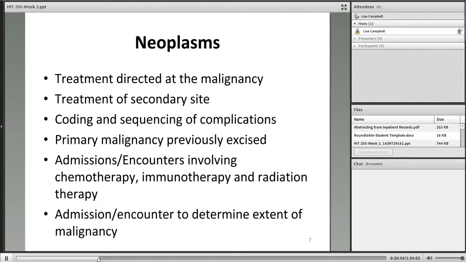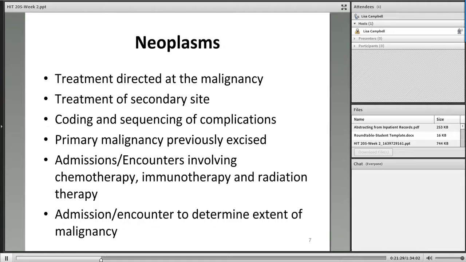I especially like in the physical coding manual, directly before the codes, they give you the guidelines and some examples in the purple boxes. So very important to read those. So let's look at a couple of them that are important. Let's look at admissions encounters involving chemotherapy, immunotherapy, and radiation therapy.